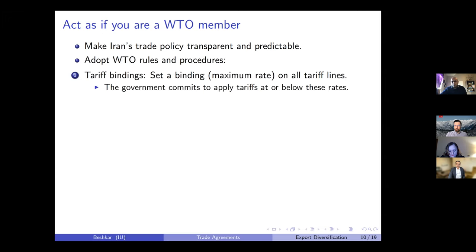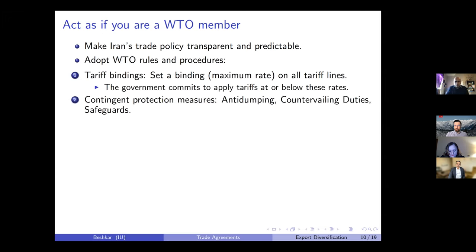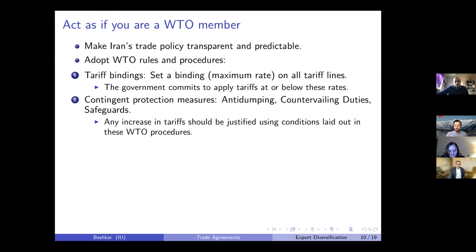within a reasonable range. And if you want to protect your industries for whatever reason, you have to go through these contingent protection measures that the WTO has. The WTO is a very flexible agreement, in fact, and there are measures called anti-dumping measures, countervailing duties, safeguards. These are all measures that allow a government to increase their tariffs, but they have to follow certain procedures. They have to make announcements about the reason for doing these things.